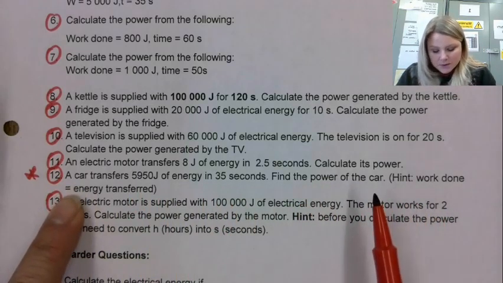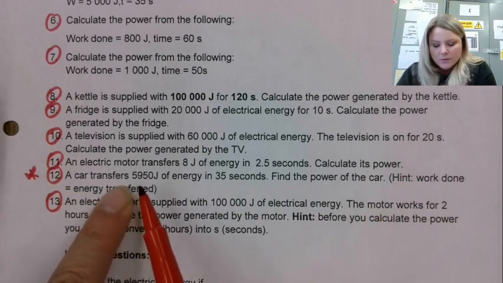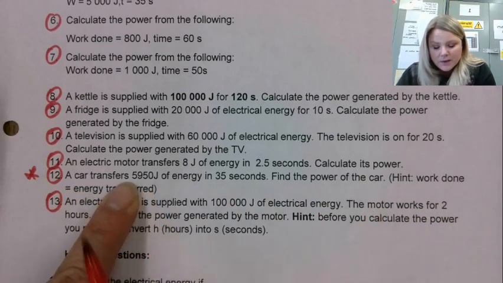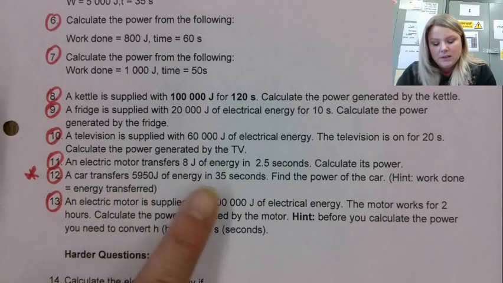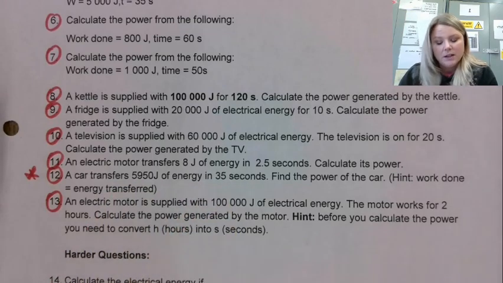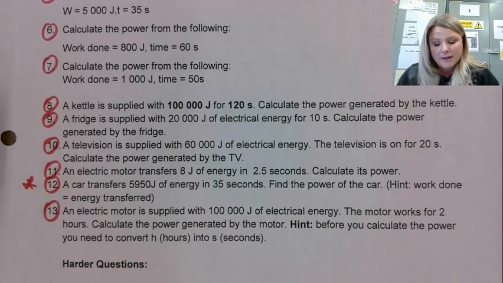Work done equals energy transferred. So the work done in this one is 5,590. The time is 35, and you have to calculate the power. Okay, so if you pause the video and answer those now.